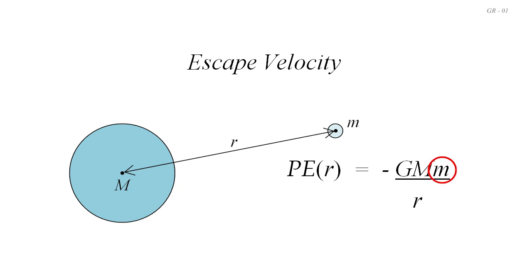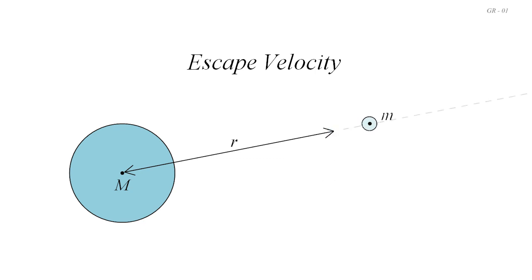Now suppose we wanted the object to escape from that field completely, to where the field value is 0, to where its potential energy would be 0, and suppose we wanted the object just to escape, in other words, to have no residual kinetic energy once it escaped. In that case, it would need to start with a velocity outwards and a kinetic energy such that it could just get out to infinity.